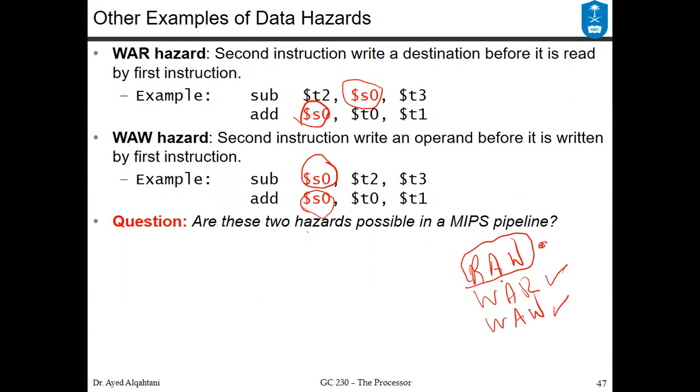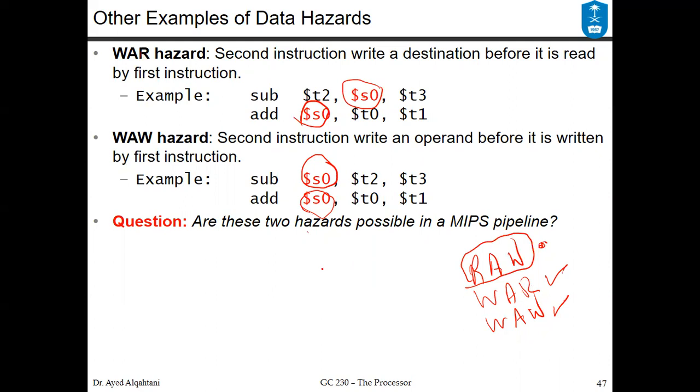The WAR and the WAW, to answer this question, they don't cause troubles for the MIPS pipeline. But another pipeline with many stages or with different hardware might have troubles. So it's good to be aware of their definitions at least.